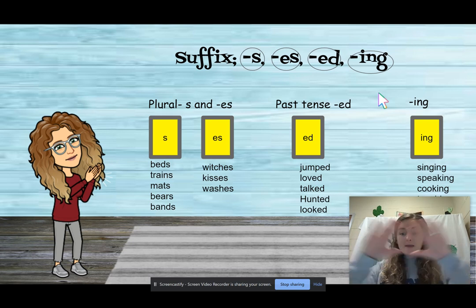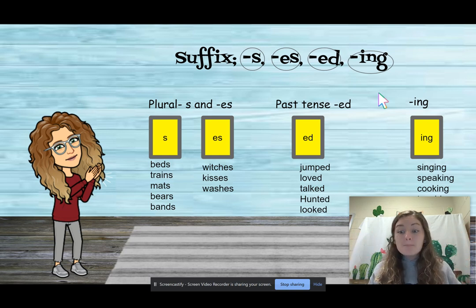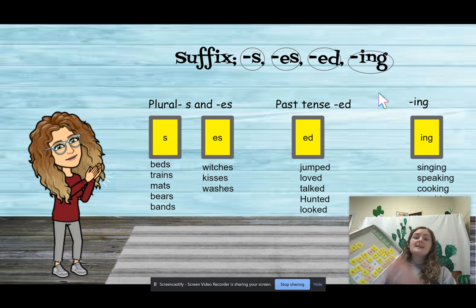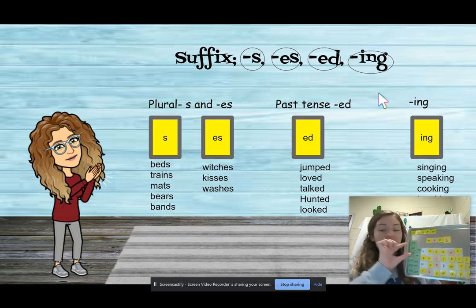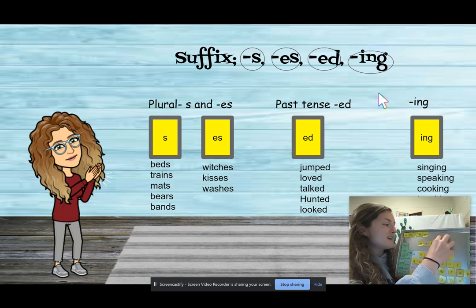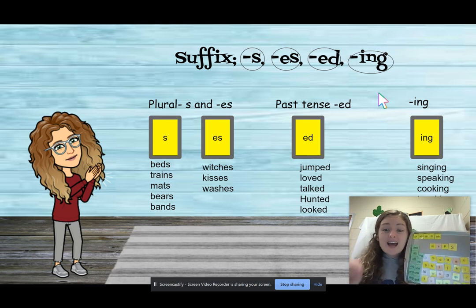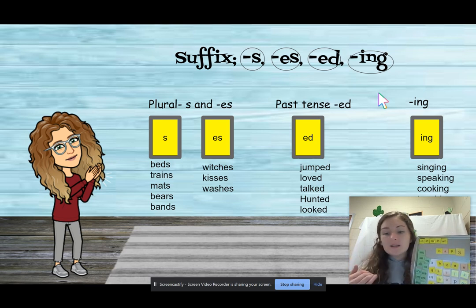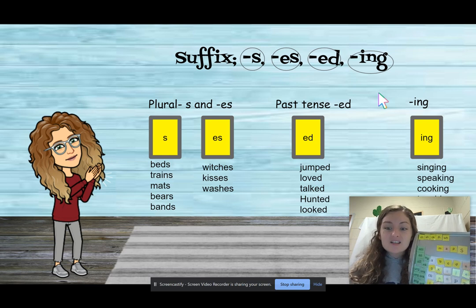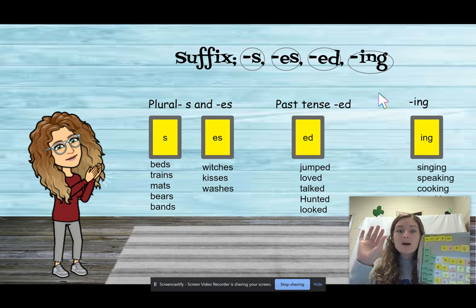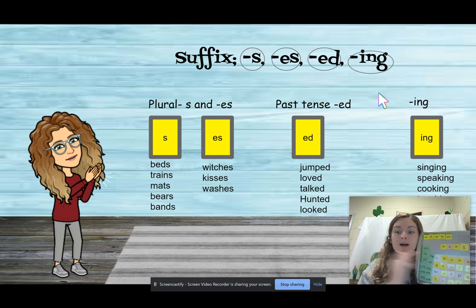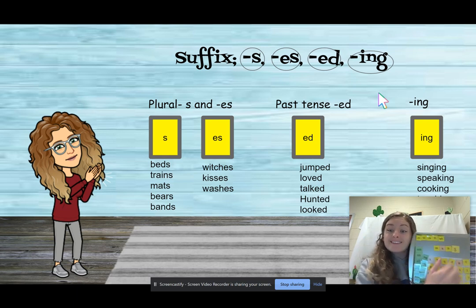Now, when you see this on a board, the tile is longer, but because it's hard for you to see the board, we're going to use my tile board and pretend that this S at the end is that long tile, that long magnet. So when I have more than one map, it becomes maps. When I tap out a word with a suffix, I only tap the base word and then add the suffix at the end. So it would look like this. Map, maps. Good job.